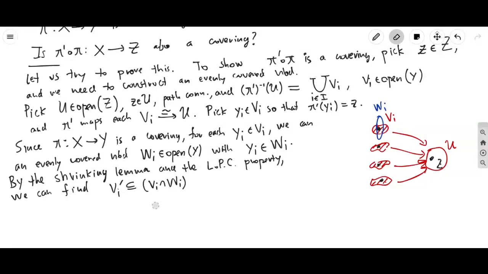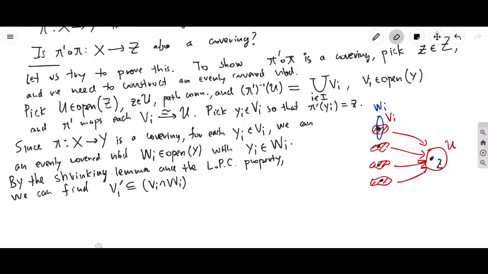You need to understand that Vi is path connected and Wi is path connected. But if you take the intersection of two path connected sets, it does not have to be path connected. Here's a very easy example. This is a path connected set, that is a path connected set. But when you intersect them, the piece on which they intersect is no longer path connected. It contains the point, but it's not necessarily path connected. But by the local path connectedness, since it contains the point, you can find something smaller that is path connected and sits inside it. And because it sits inside Vi, which is evenly covered, by the shrinking lemma, Vi prime is also evenly covered.